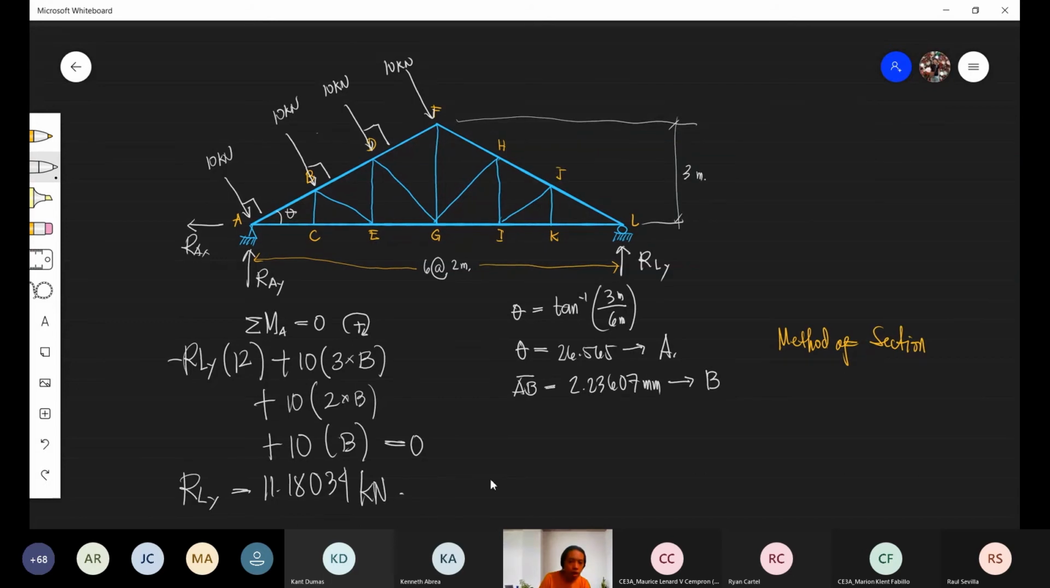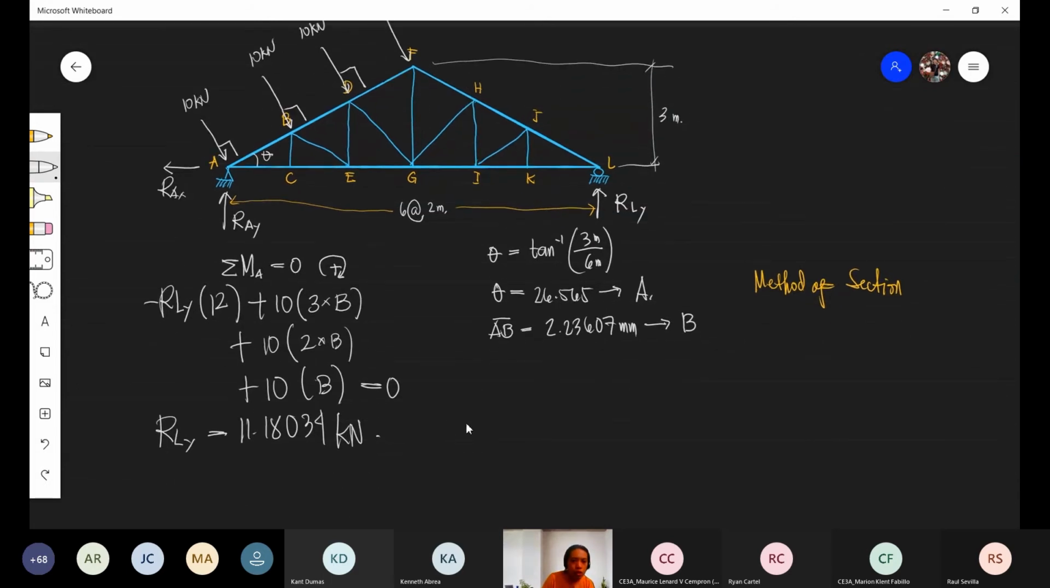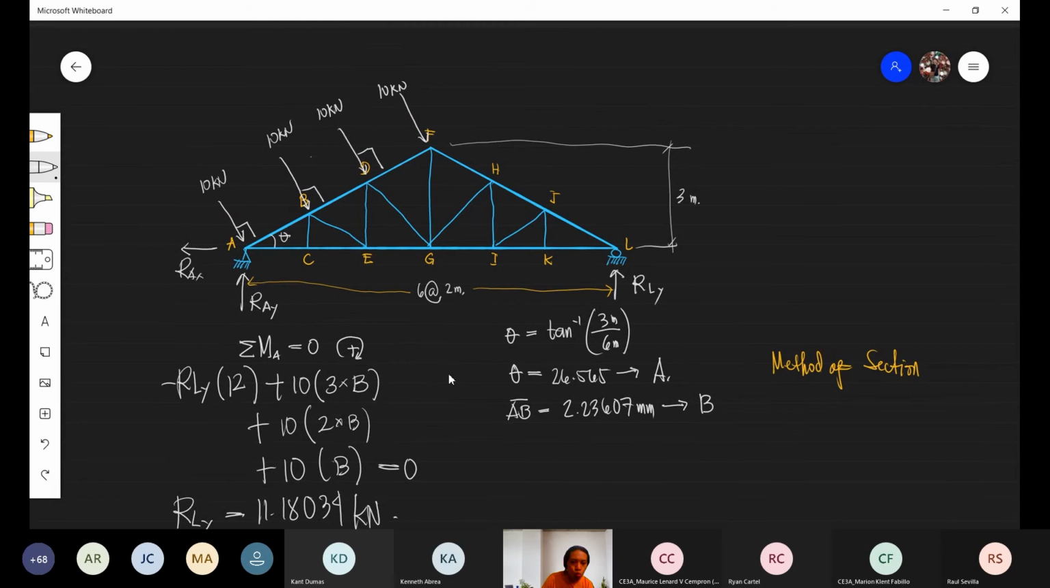Now we have RLY. Let's solve for the resultant of the four forces. They are parallel forces, so the resultant is 40 kilonewton acting at a distance.